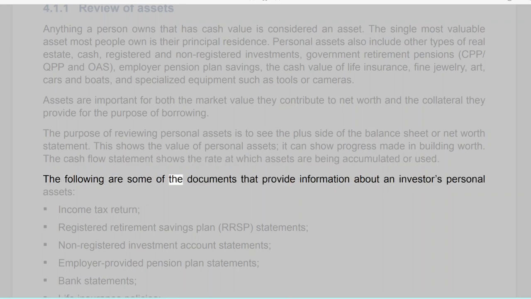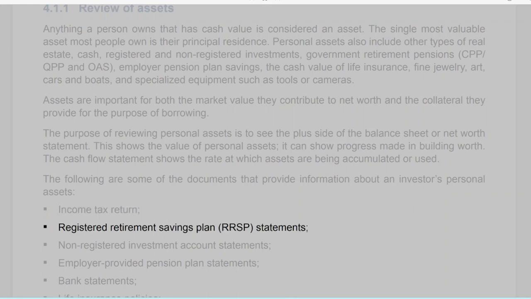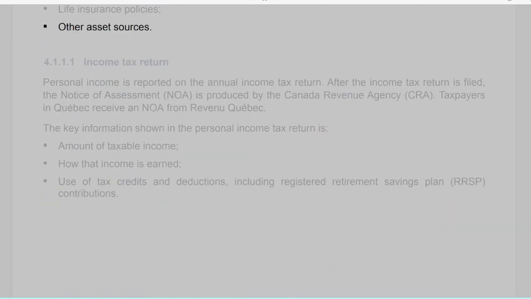The following are some of the documents that provide information about an investor's personal assets: income tax return, registered retirement savings plan, RRSP, statements, non-registered investment account statements, employer-provided pension plan statements, bank statements, life insurance policies, other asset sources.